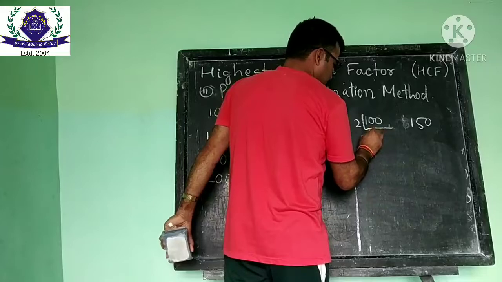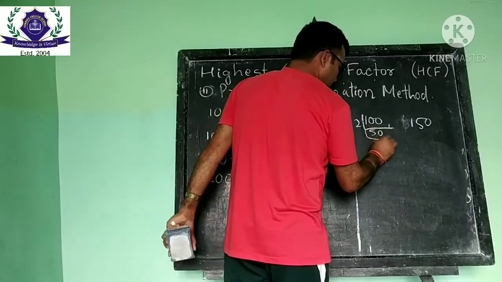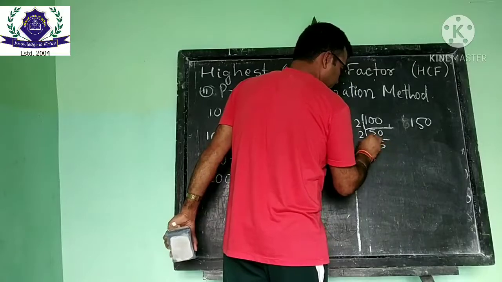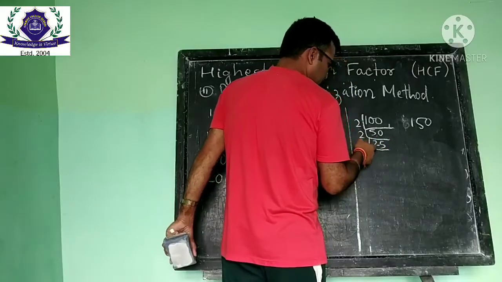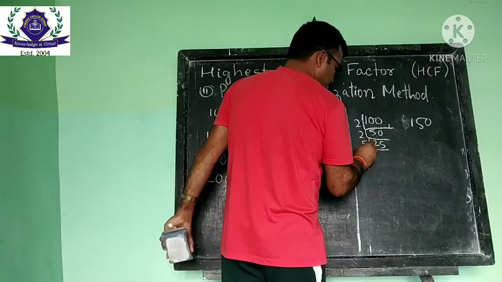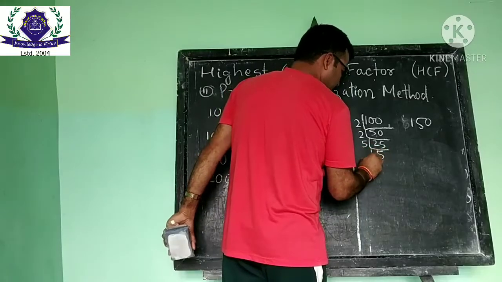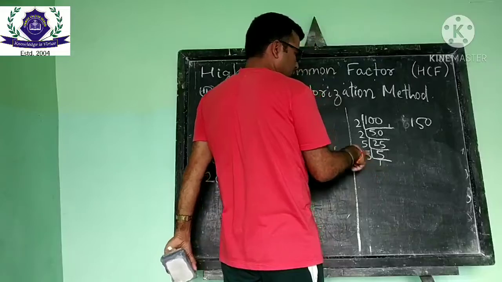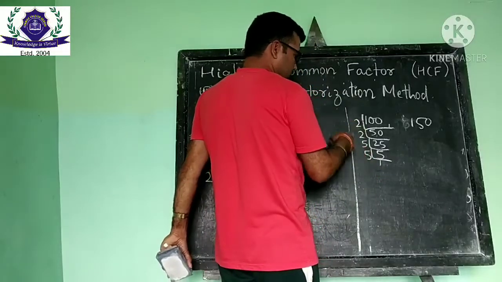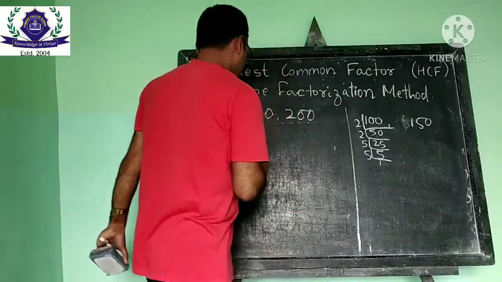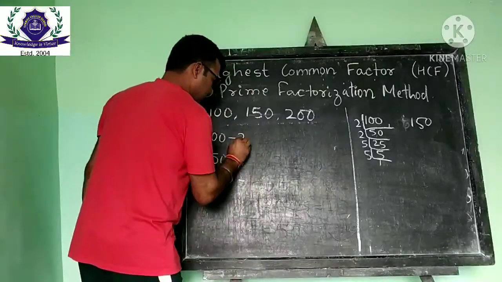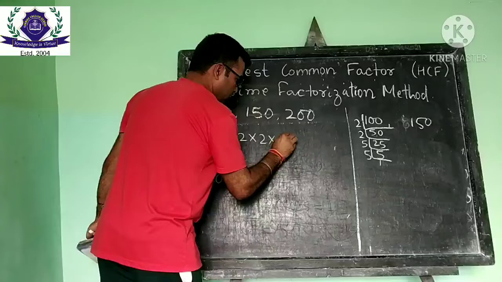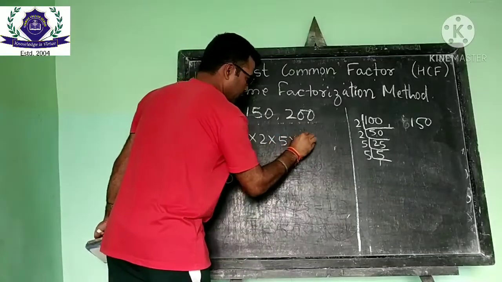So 2 5s are 10, 2 0s are 0, then 2 25s are 50. Then after, this can be divided by 5 only. So 5 5s are 25 and 5 1s are 5. Whenever you get 1 here, your prime factorization is over. So these are the prime factors of 100. So you can write it like this: 2 into 2 into 5 into 5.